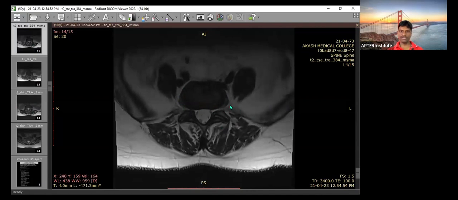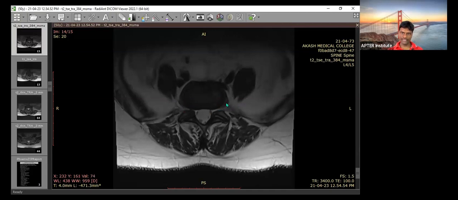Don't think the disc will bulge only posteriorly. It can bulge posterolaterally or even laterally. So this is an example of lateral disc bulge. Actually, the patient is having the lateral bulge on both sides. This is the left side in the MRI. This is the right side.